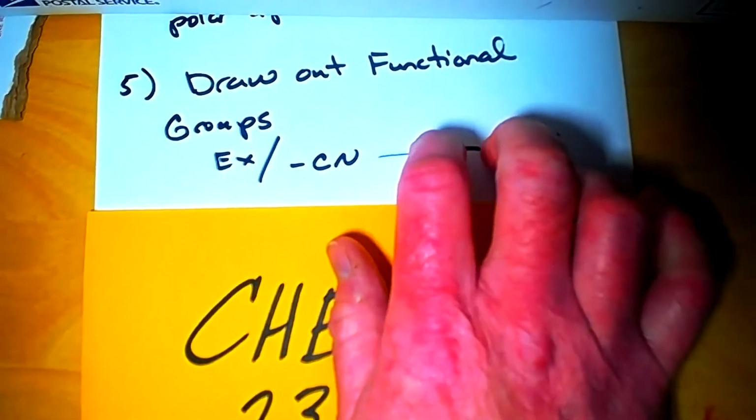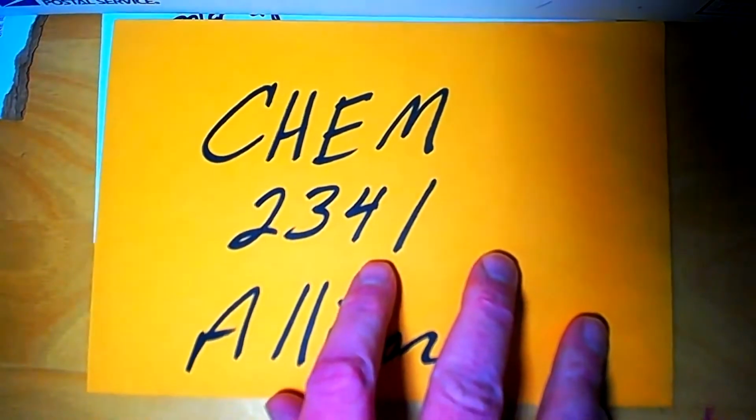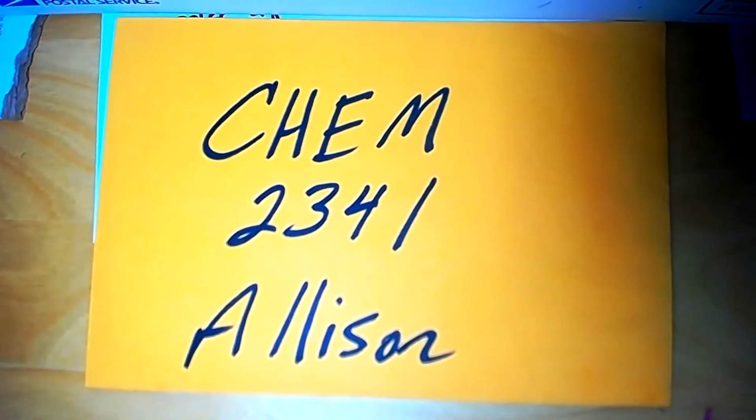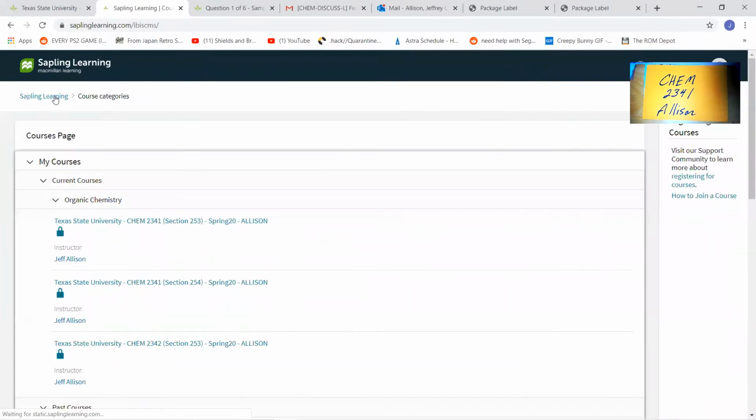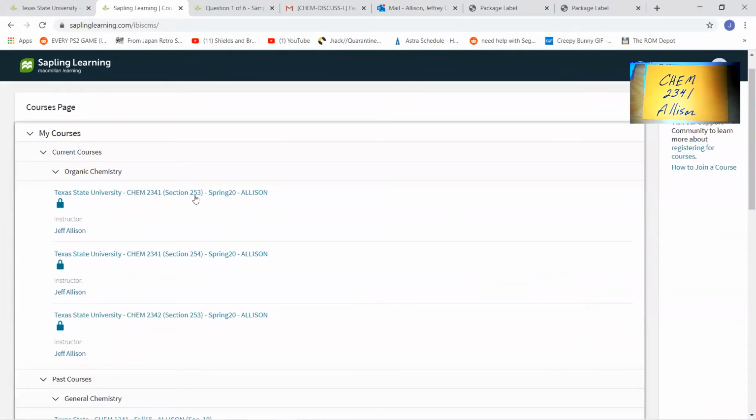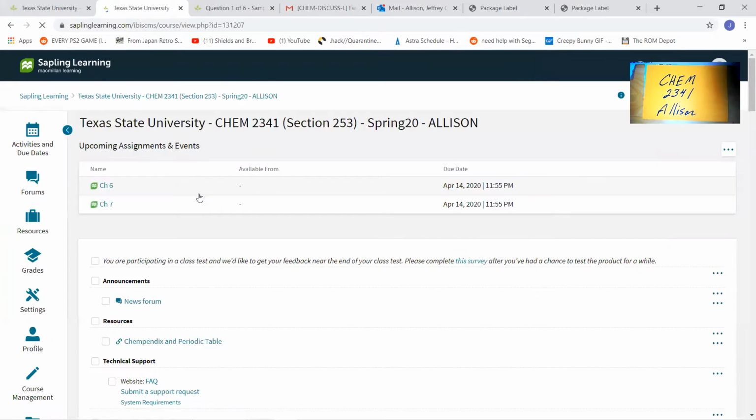All right, so now I want to go ahead and turn to share screen with everybody. And I'm going to go back to my main Sapling page. We're going to walk through this whole process together. So this is going to be the same for both of my 2341 sections. You all are going to have the same style test, and the sample test that I put in there is going to be the same for both sections. So everybody's going to be seeing the same thing.